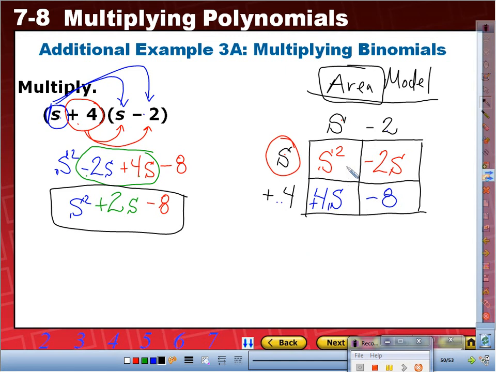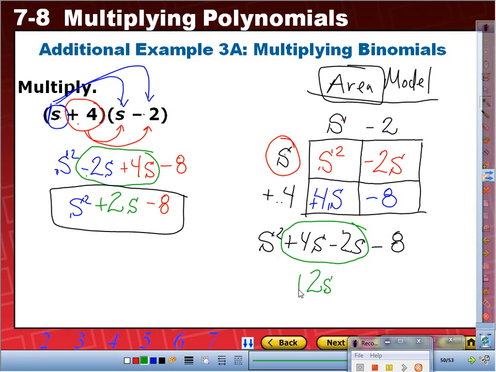Now check this out. Now I just need to rewrite these. This is s squared plus 4s. What is my other one? Minus 2s. And what's the last one? -8. Now, can we scan and see if we can combine anything? Yes, these right here. What is 4 minus 2? 2s. And it's a positive. And all I have to do is bring this one down and that one down, and I'm done. You see how this is the same as this? Okay. Don't we get the same answer for both?